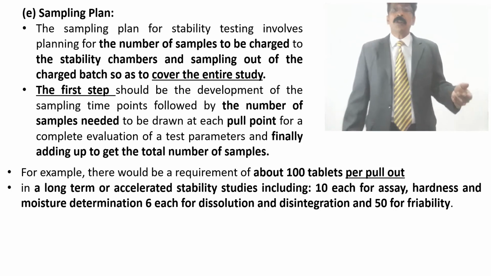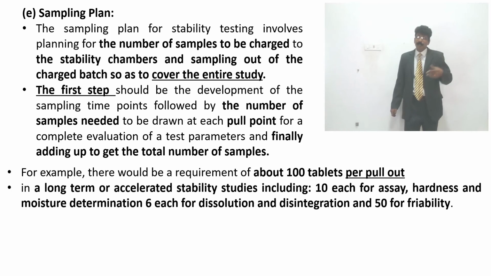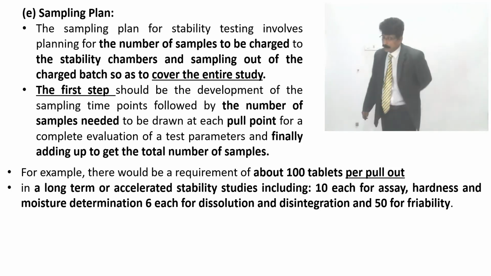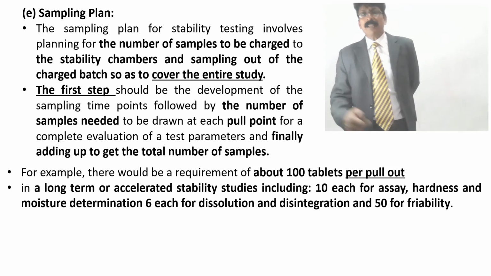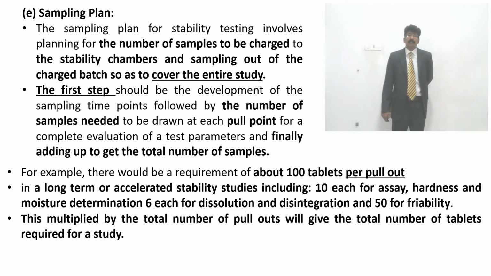So 100 we have drawn. I made it only 3 tests, that is why it is coming to 92, and 8 tablets are still remaining when you take 100. This is how for tablets we are told. So what are the parameters?